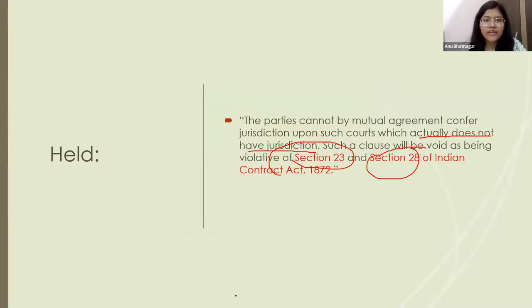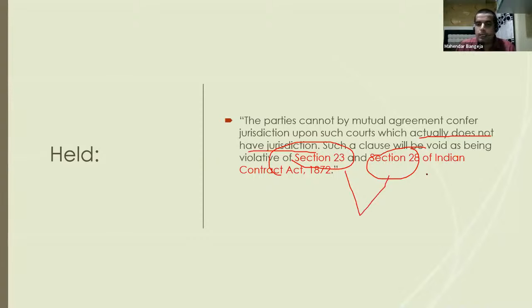Why void, not irregular? Wait. It is me who is asking. Oh, you are asking. Sorry. See, there is no concept of irregular in Indian Contracts Act. It's only void or voidable. Okay. So either things can be voidable or void. In this case, it is void.